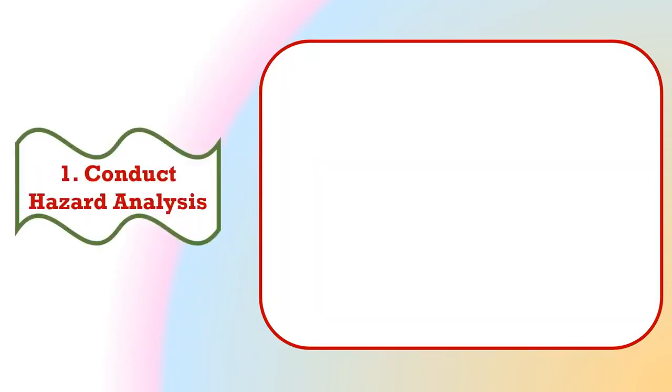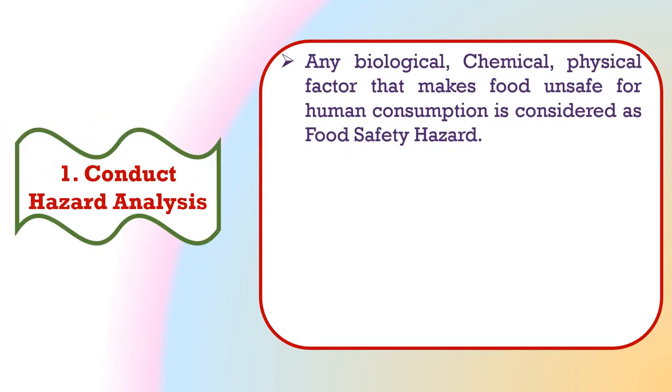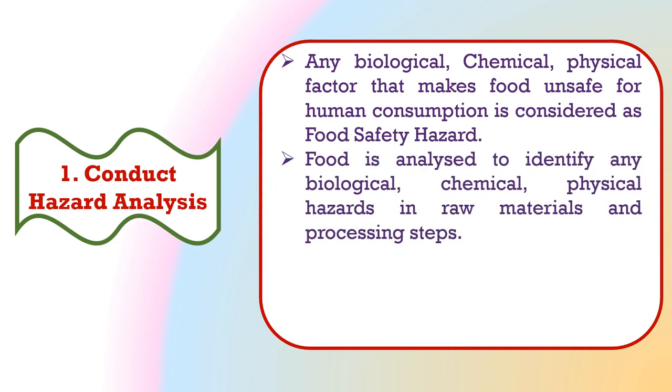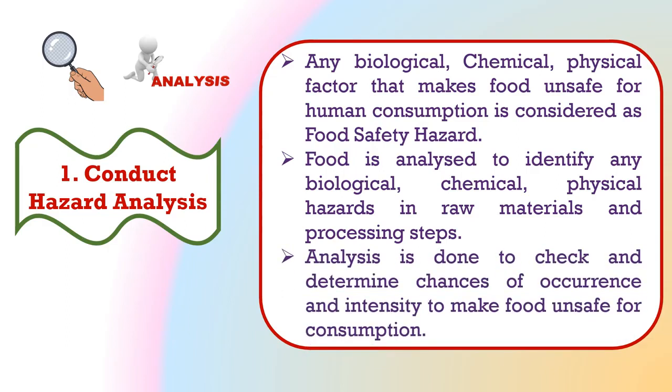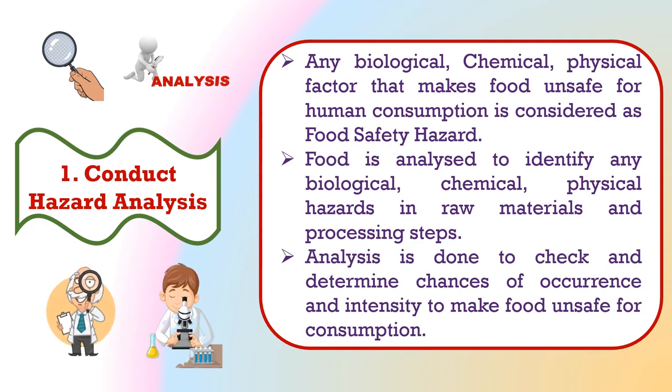The first important principle of HACCP is to conduct hazard analysis. Before that, what do we mean by hazard? Hazard means any physical, chemical or biological factor that makes food unsafe for human consumption. So, here the food is analyzed to identify any biological, chemical or physical hazard in raw materials and processing steps. And this analysis is done to check and determine the chances of occurrence and intensity to make food unsafe for human consumption.